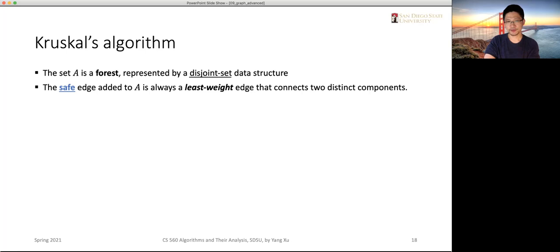So the safe edge here to be added to A is always the least weight edge that connects two distinct components. Okay, so it's defined by the least weight edge that connects the two distinct components. And each component is a disjoint set. Okay, so this is specifically how the cut is defined, right? We just need to look at the least weight edge.